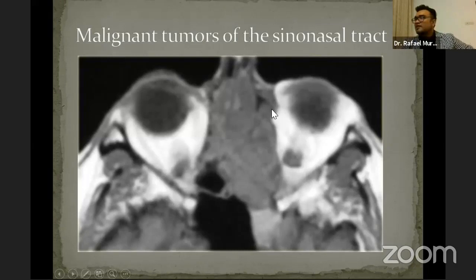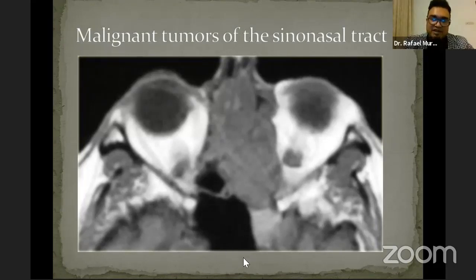So, the malignant tumors of the sinonasal tract. Normally, malignant tumors of the sinonasal tract are comparatively rare, but the clinical presentation is non-specific and often mimics a benign disease sometimes. As a result, delay in diagnosis is very common. 75% of all paranasal sinus tumors are stage 3 or T4, and perineural spread and manifestation of advanced disease indicate a poor prognosis.